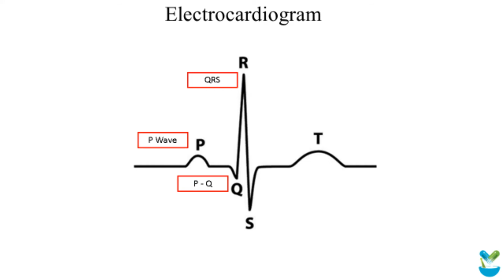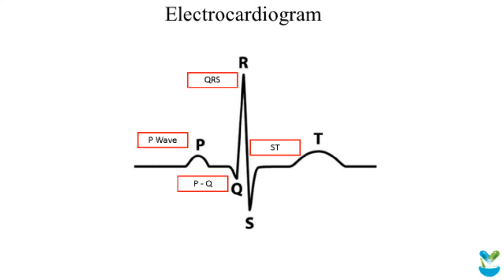In this QRS complex, Q is the depolarization of the interventricular septum. R is mainly the depolarization of the mass of the ventricles, and S is the last phase of ventricular depolarization, which is at the base of the heart apex, which causes the whole ventricular contraction. Now this S to T, the ST segment, is the plateau phase as we discussed in the action potential graph.